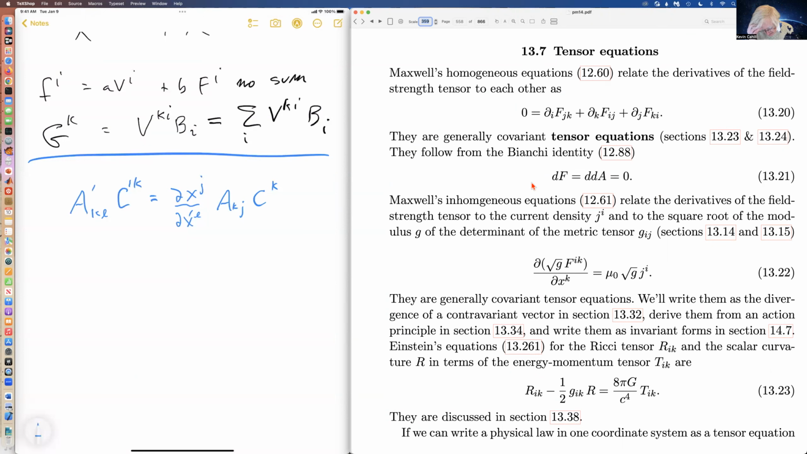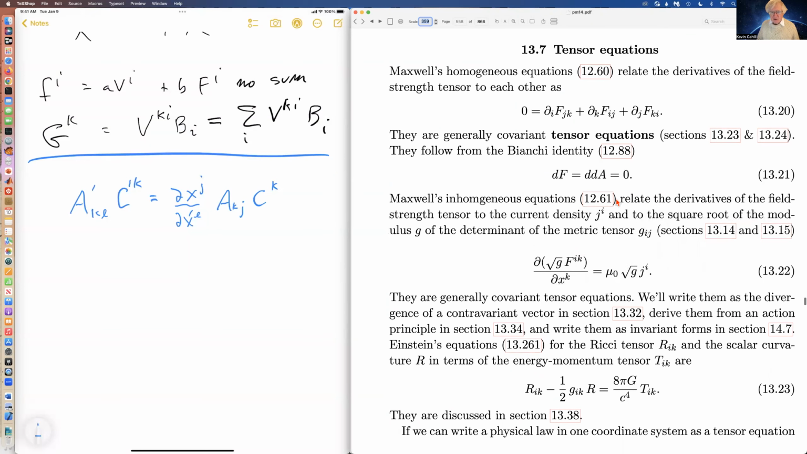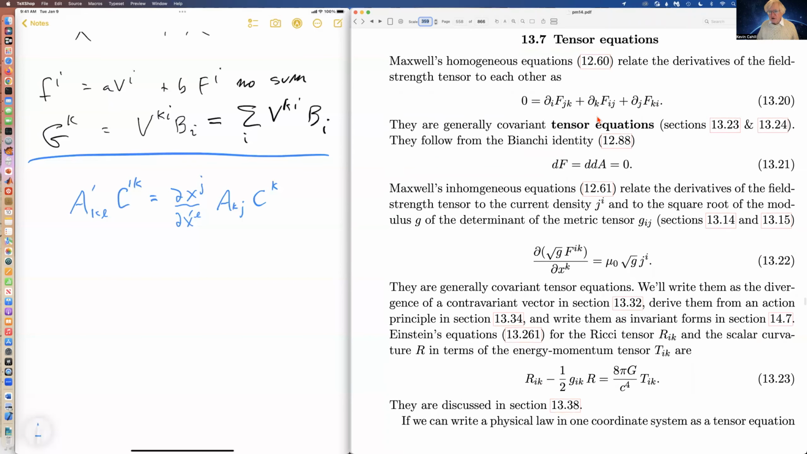Maybe I should explain this again. I sort of explained it a little bit Tuesday or Wednesday, I'm not sure which. So let's skip this for the moment. I just want to say this is an example of a tensor equation. It's generally covariant. So if you change the coordinate system, you just add primes everywhere.